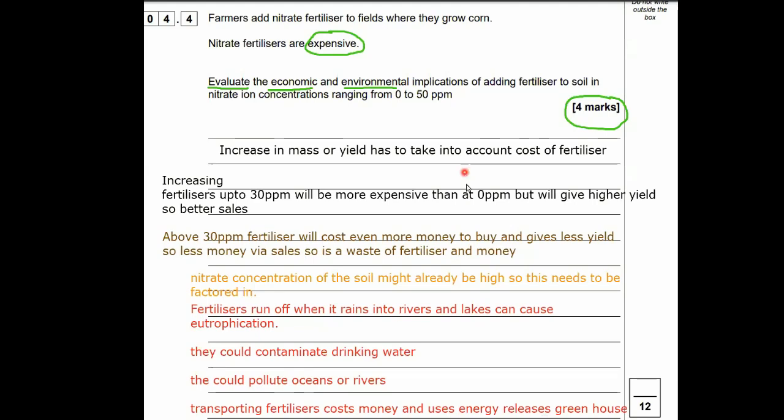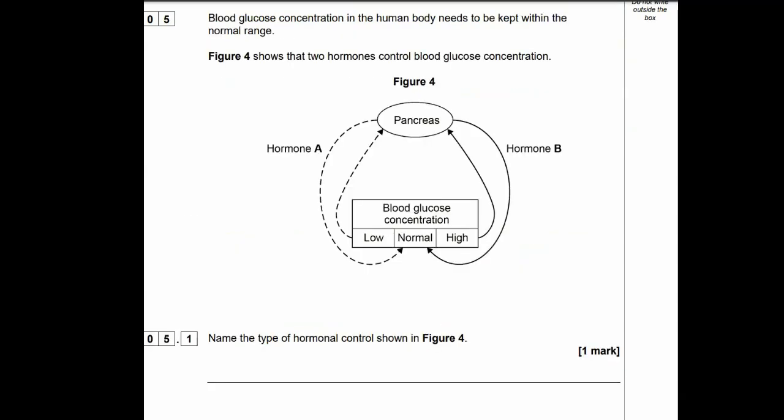Now, the first four are mainly just cost implications, and then the second four are environmental implications, these ones in red. You need a combination of four of these. You can have three about the cost and one environmental, or three environmental and one cost, but you need to have at least one from each section.